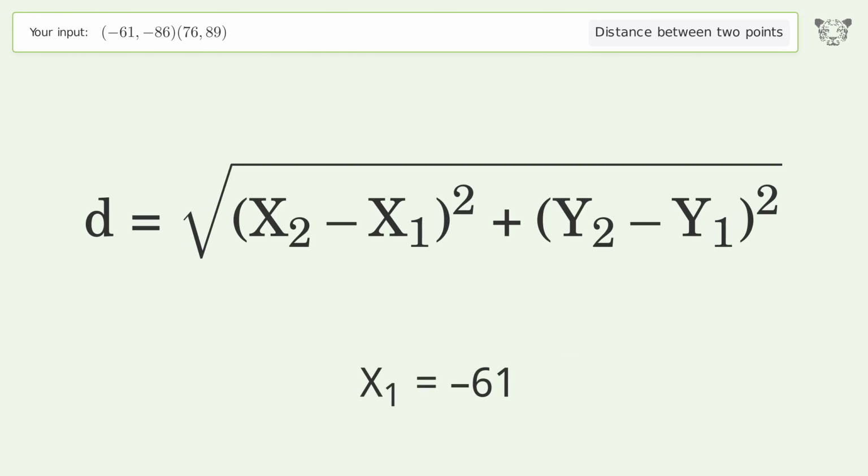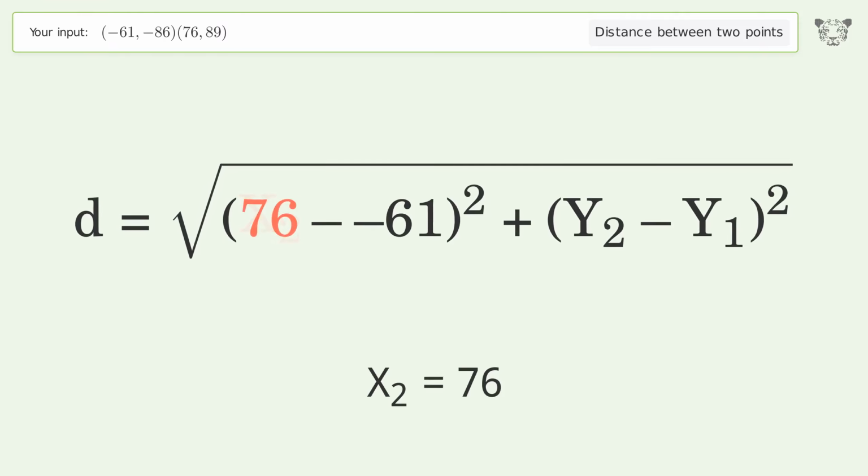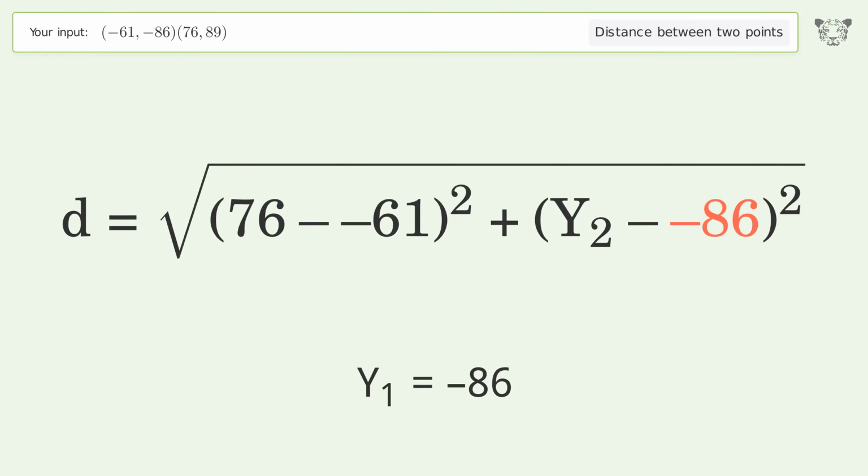x1 equals -61. x2 equals 76. y1 equals -86. y2 equals 89.